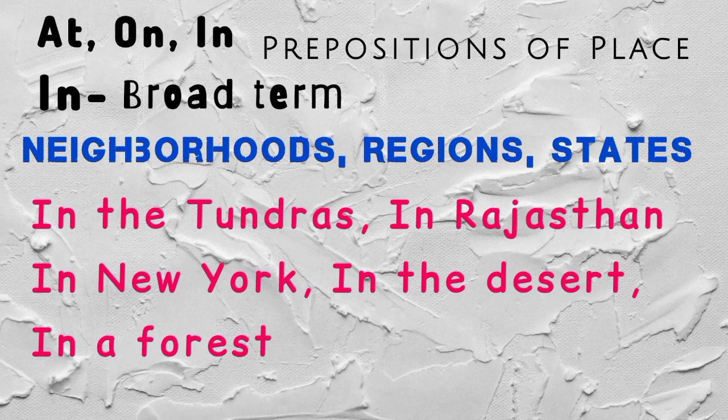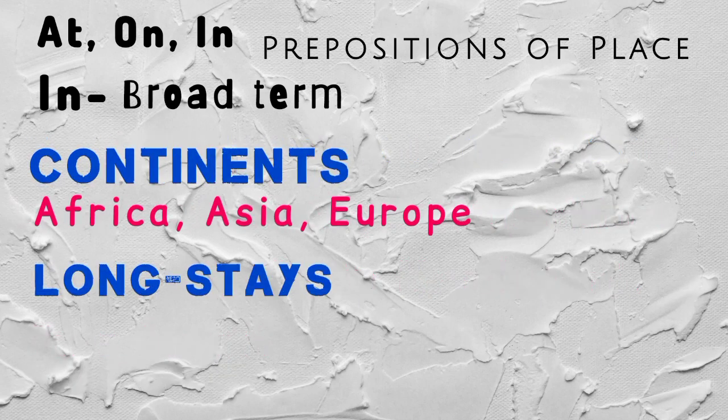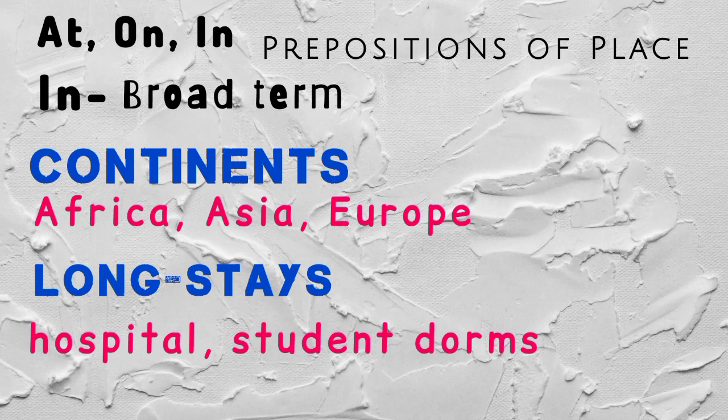You can also use in when talking about entire neighborhoods, regions, or states. For example, in the tundras, it is very cold in the tundras. It is very hot in Rajasthan. There are many high-rise buildings in New York. In the desert, in a forest. Use in when talking about continents such as Africa, Asia, Europe, etc., or long stays such as in a hospital.